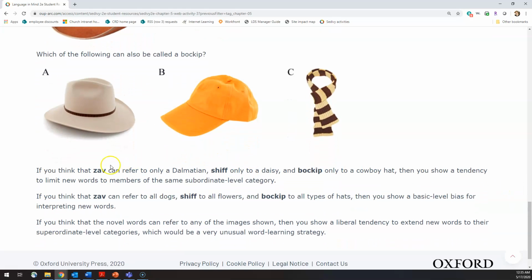If you think that Zav can refer to only a Dalmatian, Schiff only to a daisy, and Backup only to a cowboy hat, then you show a tendency to limit new words to members of the same subordinate level category. Remember from my lecture that the subordinate level category is the type of thinking that an infant undergoes. So if that's the kind of thinking you engaged in, then you were engaging in infant-like learning of new words.